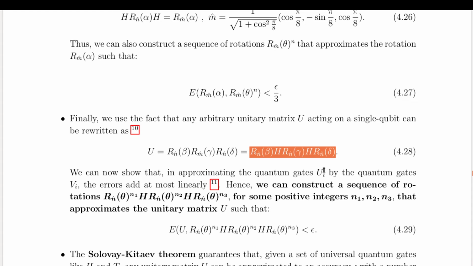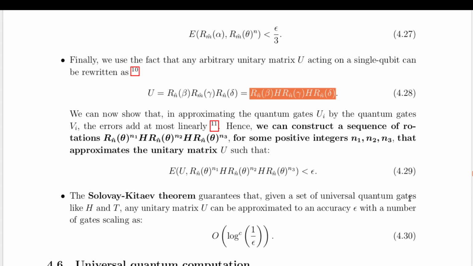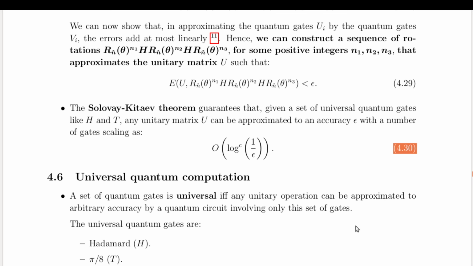And here's the kicker. The Solovay-Kitaev theorem guarantees that this approximation can be achieved efficiently, with the number of required gates scaling logarithmically with the desired accuracy, as shown in equation 4.30. Why is this important? Because it tells us that quantum computations don't require an infinite variety of gates. A small, well-chosen set of gates is enough to approximate any operation. This principle underpins the design of universal quantum computers.